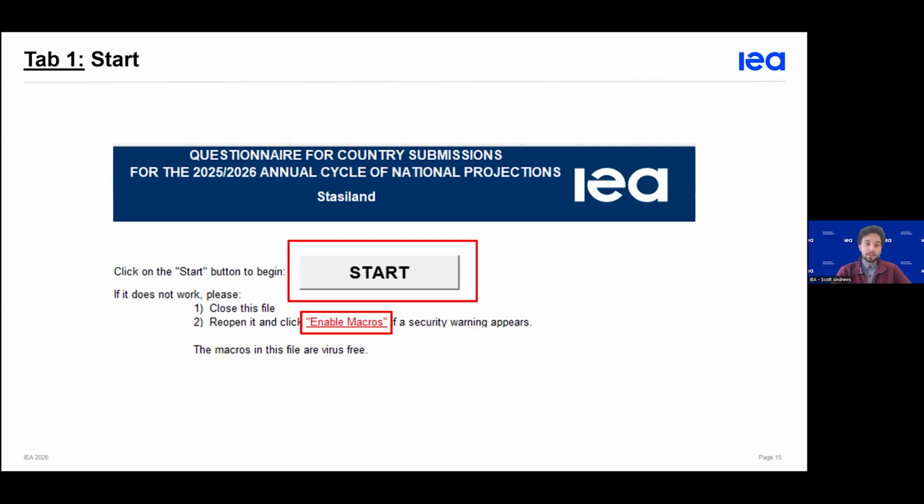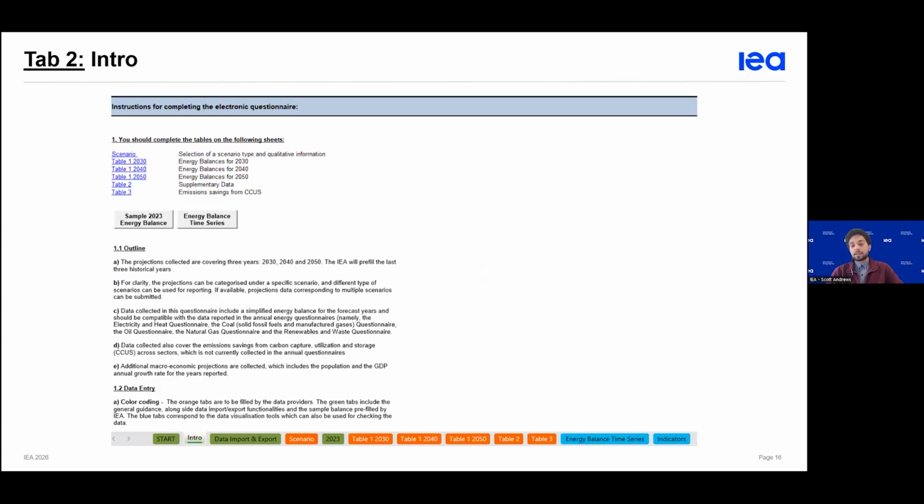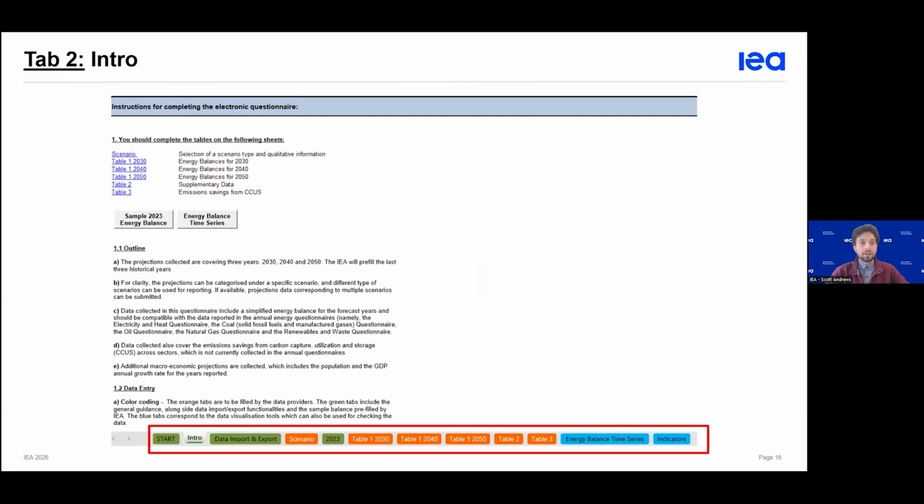So if we click start and jump on to the next tab, that's going to be the introduction tab. And here you'll find some brief instructions for filling in the questionnaire. The piece that I want to point out here is at the bottom, and that's the color coding of the tabs, which is a handy guide. The green tabs are typically associated with extra guidance or information or help. The orange tabs are the ones that need to be filled out by data compilers. And then we have the blue tabs, which show the energy balances and indicator data that's going to be published in the data set, if you want to get a snapshot of that while you're submitting the questionnaire.